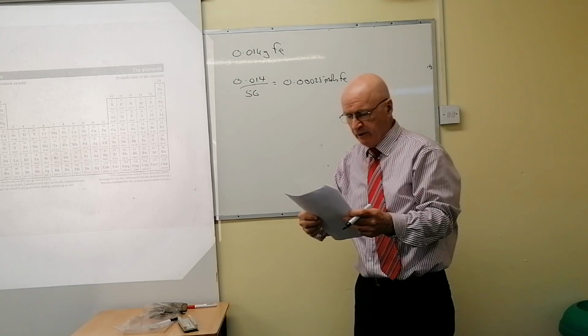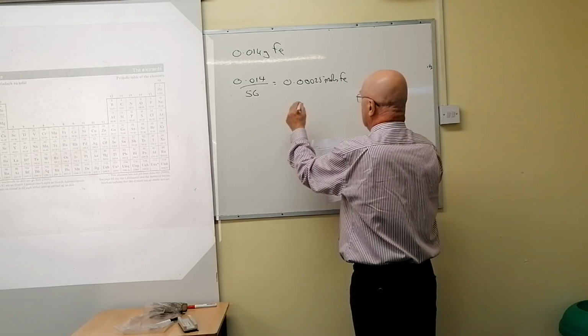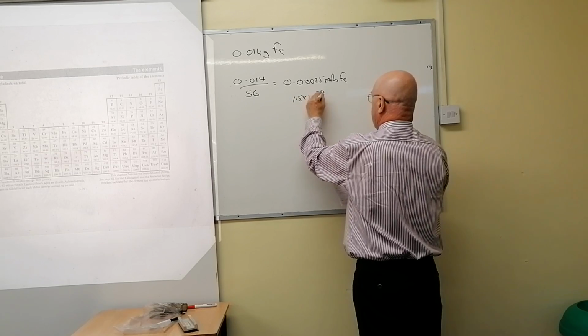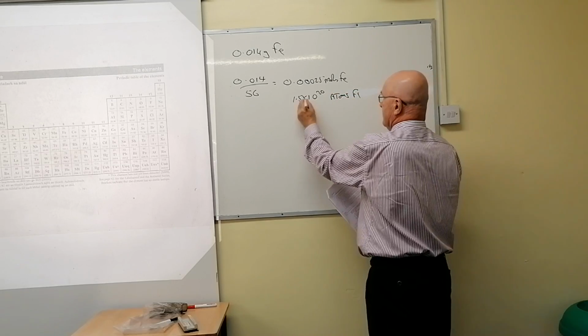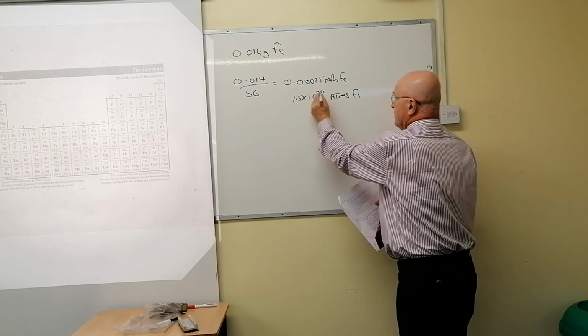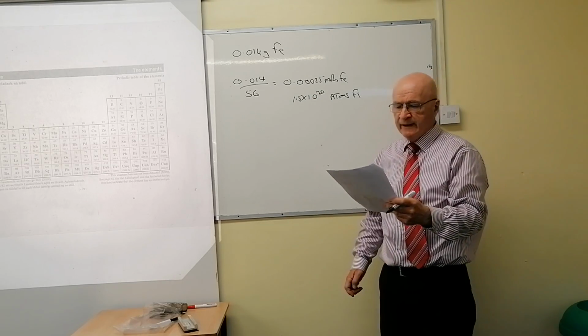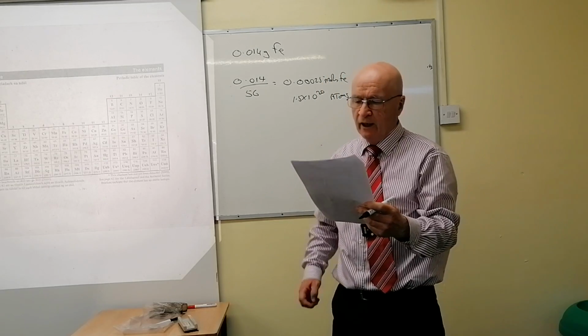And now, of course, you need to multiply by Avogadro's number to get that, and you're going to get 1.5 by 10 to the power of 20 atoms of iron. Okay, 1.5 by 10 to the power of 20 atoms of iron is what you want there. That's very good. And lastly, you're asked here to write the electron configuration of the aluminium ion.